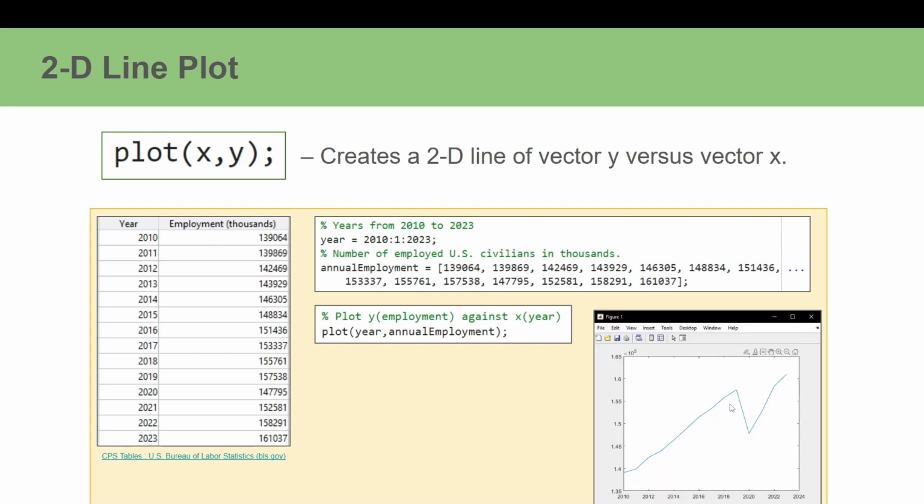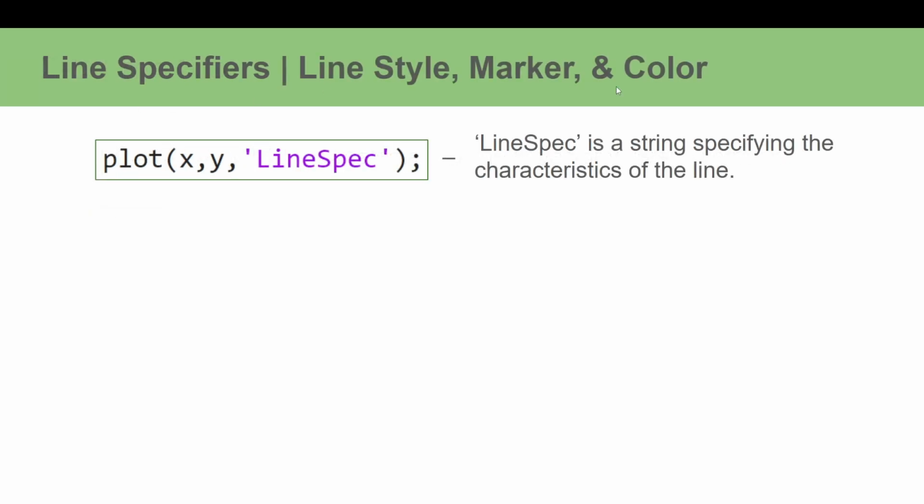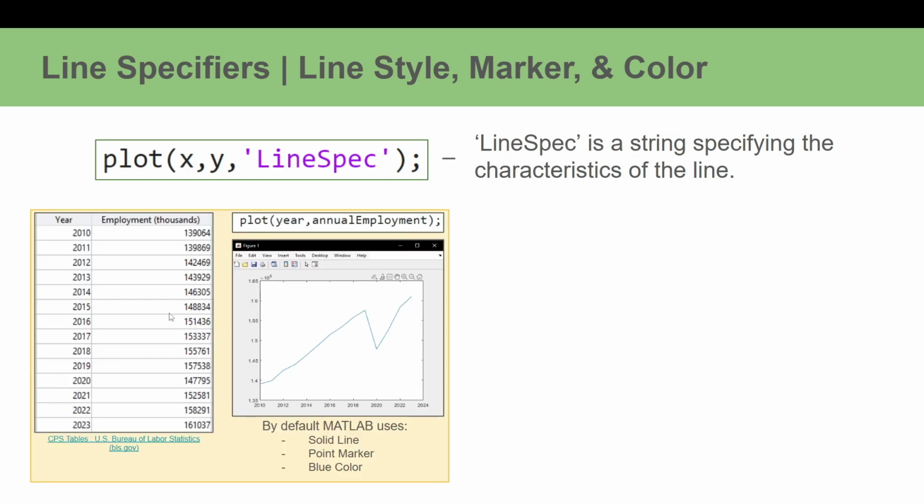But note that we didn't really get to choose anything about this line. We didn't choose the color, we didn't choose how the points themselves looked, and so we can use line specifiers to do that. These allow us to choose a line style, the marker, and the color. So it's close, but now we've added this extra argument, LineSpec, which is a string specifying the characteristics of the line. So here's just the previous example so we can compare it. We note that Matlab by default chose to use a solid line with a point marker and blue color.